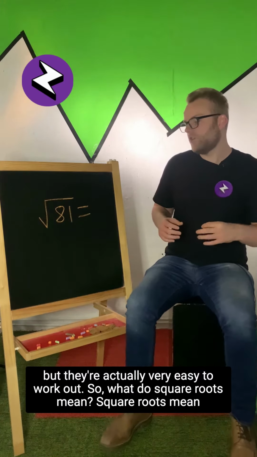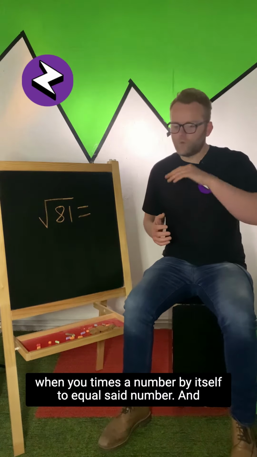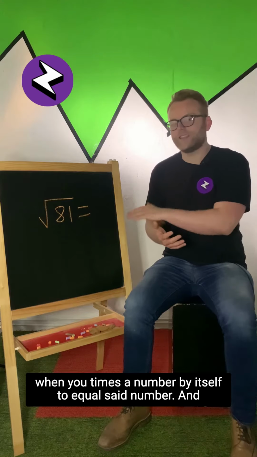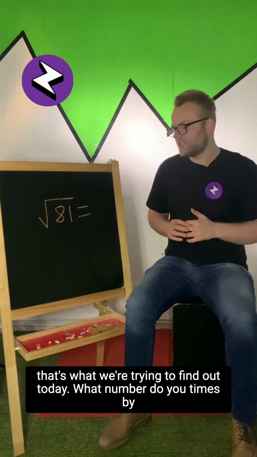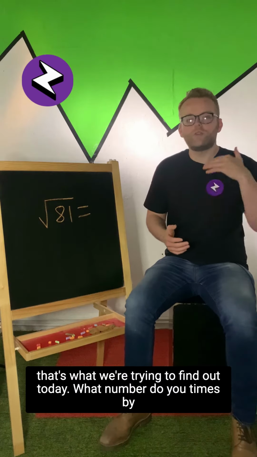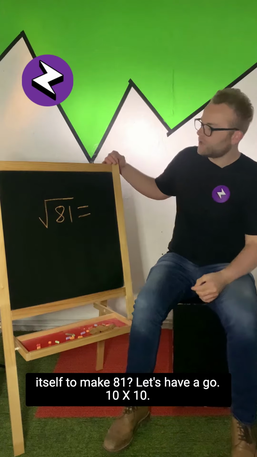Okay, so what do square roots mean? Square roots mean when you times a number by itself to equal said number. And that's what we're trying to find out today. What number do you times by itself to make 81? So let's have a go.